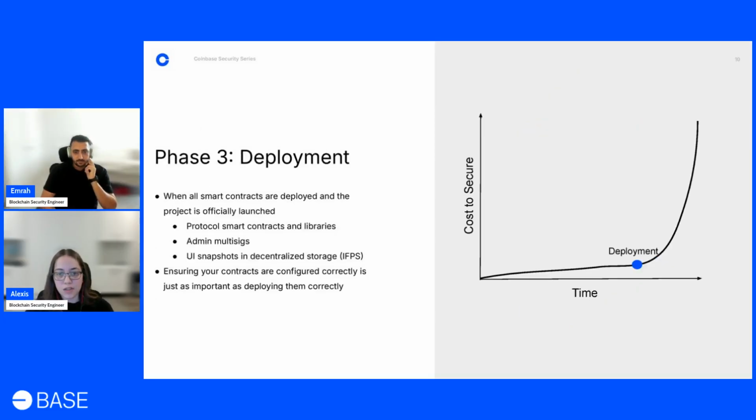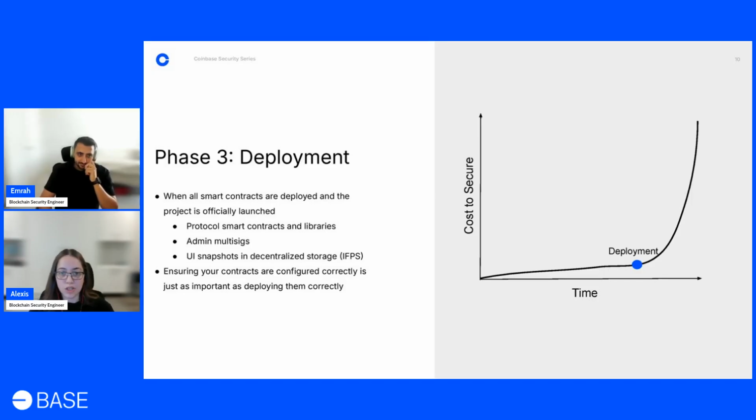All right, moving on to phase 3, we have deployment. Now we're getting really close to this parabolic curve where the cost to secure is going to go way up. But very important, since it's not mentioned on this slide, before you deploy any smart contracts to mainnet, you definitely need to deploy it on a testnet and run through your full user journey testing for expected actions and actions that are not in your standard flow as well. Okay, with that out of the way, back to mainnet deployment.